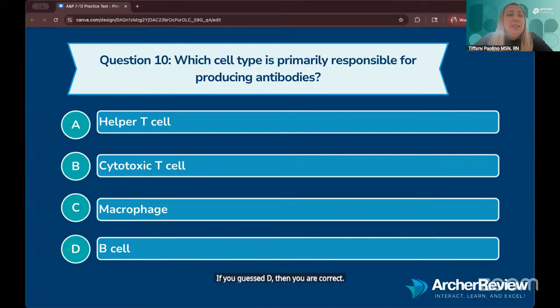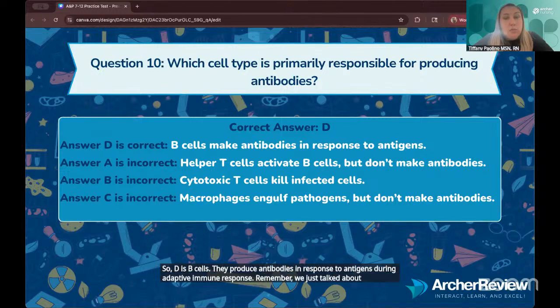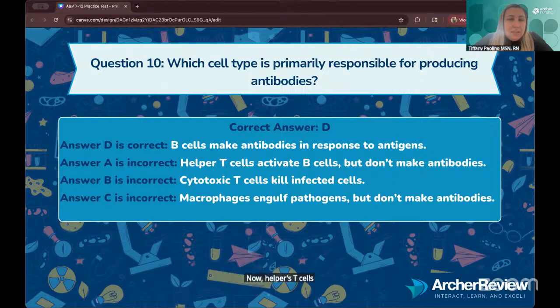Very good. So D is B cells. They produce antibodies in response to antigens during adaptive immune response. Remember, we just talked about adaptive immunity. Now, helper T cells activate B cells, but they don't make any antibodies. And then cytotoxic cells, cytotoxic, right? Toxic, they kill infected cells. And then macrophages or phages engulf pathogens.